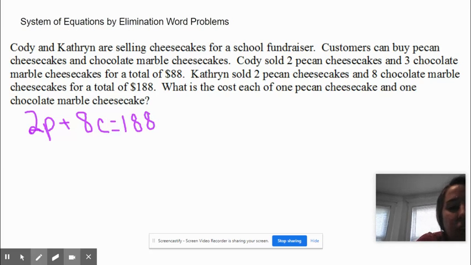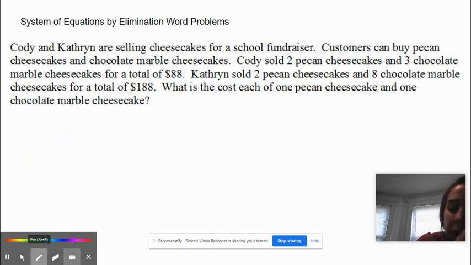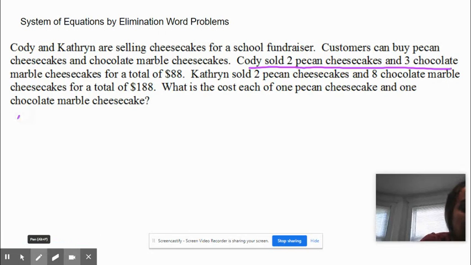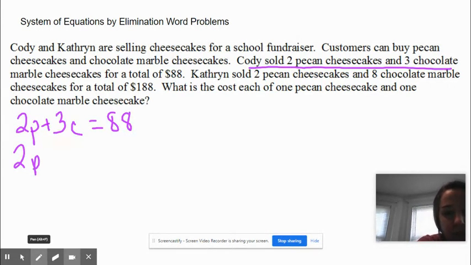Catherine had 2 pecans and... I messed everything up. Hold up. My bad. I combined people. So Cody had 2 pecan and 3 chocolate for $88. I skipped an entire line before. Catherine had 2 pecans and 8 chocolate for $188. There we go.